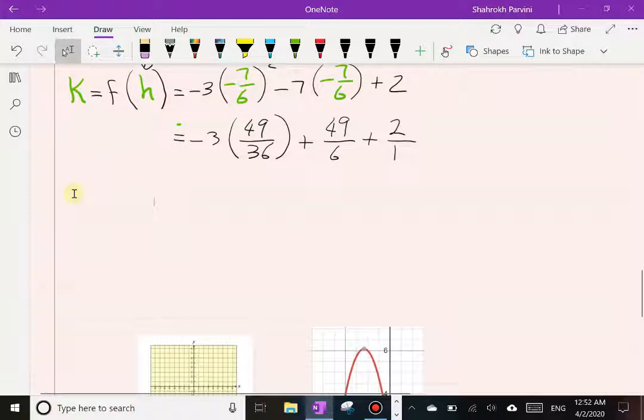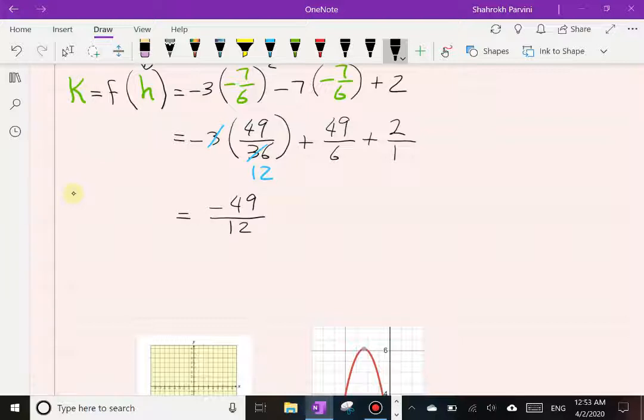Okay, and next, let's see. To simplify, well, I can simplify 3 and 36. That makes it 12, doesn't it? Okay, and let's see. What do I do next? Next, I'm going to write this as equals negative 49 divided by 12. I can see the LCD, right? The LCD, that would be the least common multiple of the denominators. That is 12, 6, and 1. The least common multiple is going to be 12.